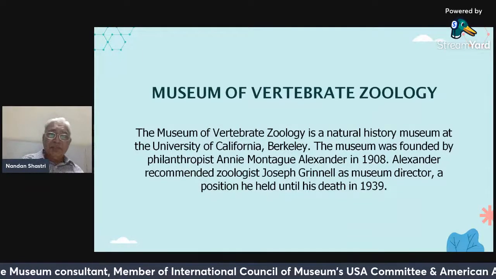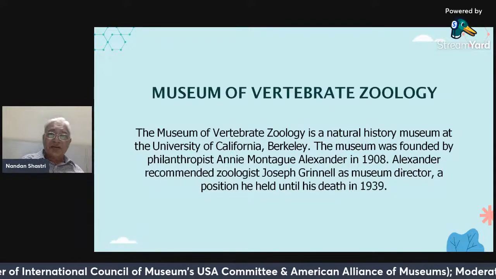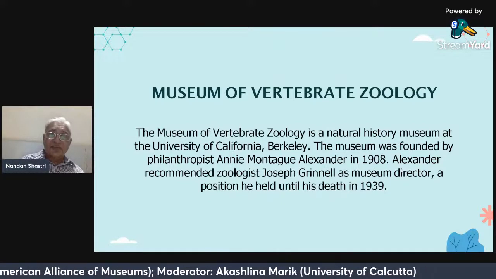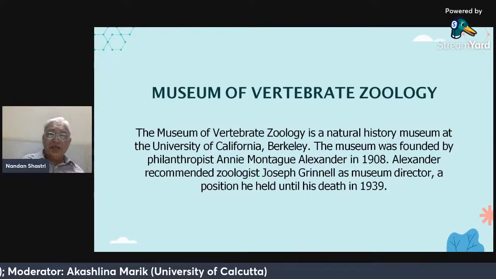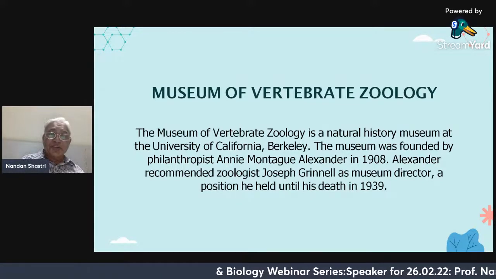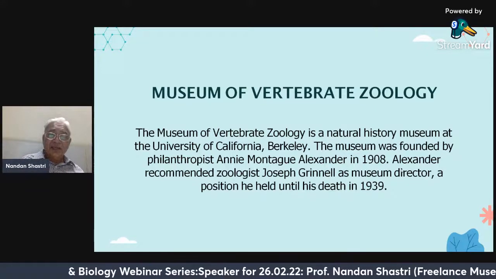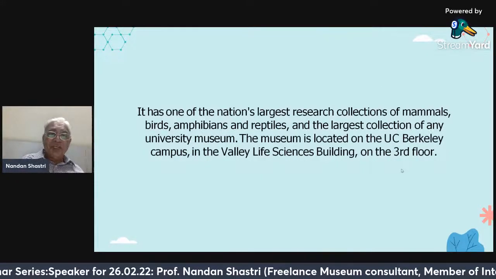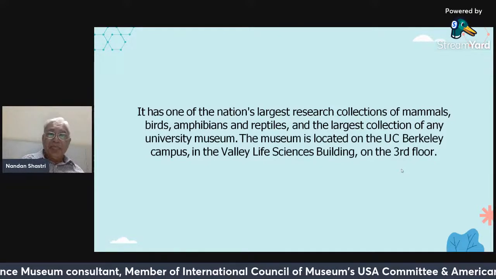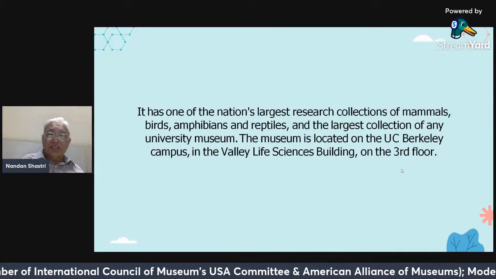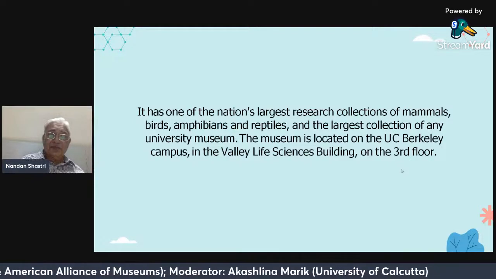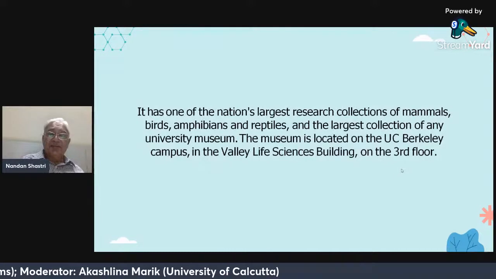Museum of Vertebrate Zoology. The Museum of Vertebrate Zoology is a natural history museum at the University of California, Berkeley. The museum was founded by philanthropist Annie Montague Alexander in 1908. Alexander recommended a zoologist, Joseph Grinnell, as museum director, a position he held until his death in 1939. Next slide, please. It has one of the nation's largest research collections of mammals, birds, amphibians, and reptiles, and the largest collection of any university museum. The museum is located at the UC Berkeley campus in the Valley Life Science Building on the third floor, and it is a research based museum. Next slide, please.